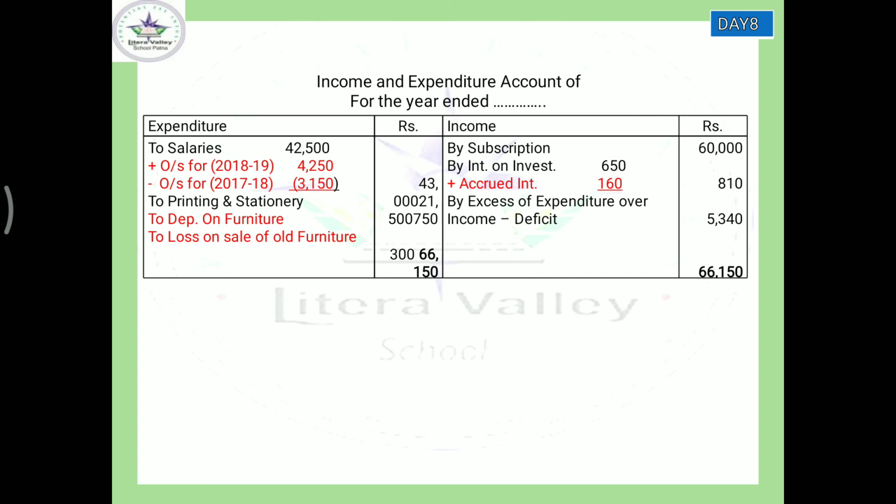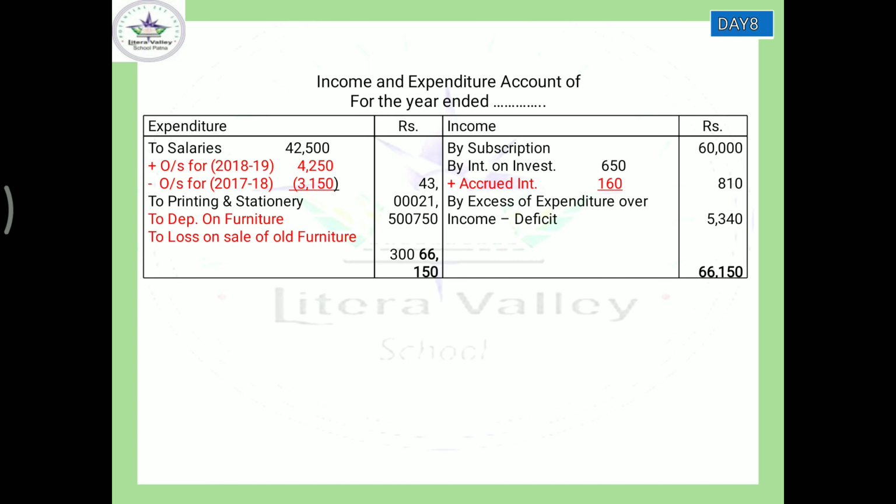Loss on sale of fixed assets. You can see that on the receipt side, it was given that the book value of the furniture that was sold was 800, and it was sold for 500. So the organization has suffered a loss of 300 on the sale of old furniture.